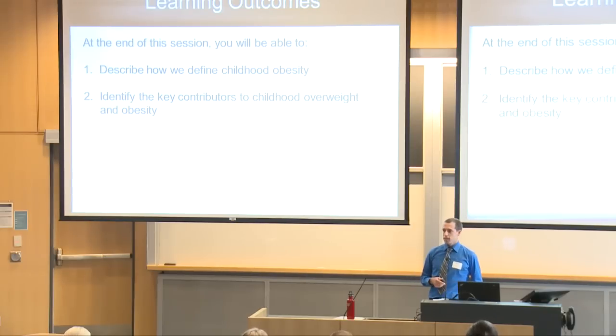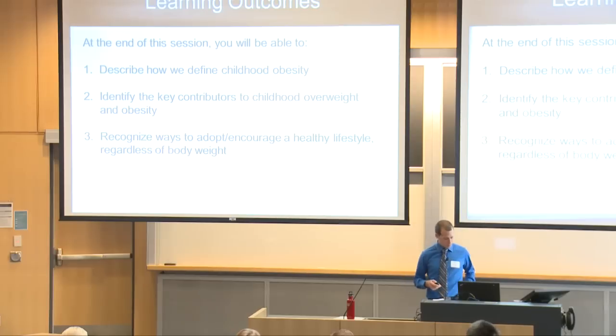Then I'd like to spend the next part of the presentation trying to help you be able to identify the key contributors to the childhood obesity epidemic. So I'm going to look at a range of about 10 or so, and I'm really going to focus on 4 key risk factors that really have strong evidence that they're contributing to the childhood obesity epidemic.